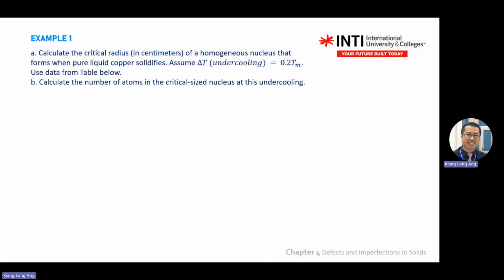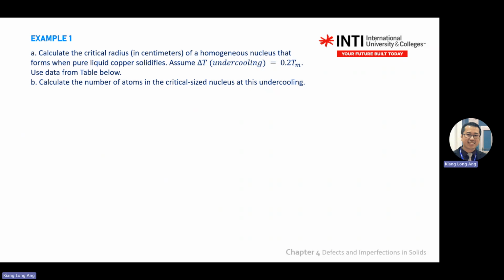Okay. So for example 1, we see how we apply this formula. You're asked to calculate the critical radius in centimeter. Normally in engineering materials we'll use micron or mm, 10 power something mm, right? Of homogeneous nucleus that forms when pure liquid copper solidifies.